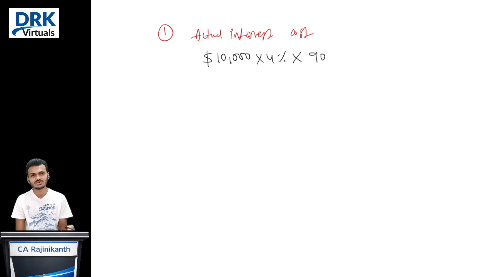If the question gives you the average rate, we should take the average rate because it is appropriate. In ICAI study material or RTP questions, the average rate is not available in the questions. Only the closing rate is given. So here also I am taking the closing rate. So how much is it? $400 into 90, 36,000, correct? It is 36,000.